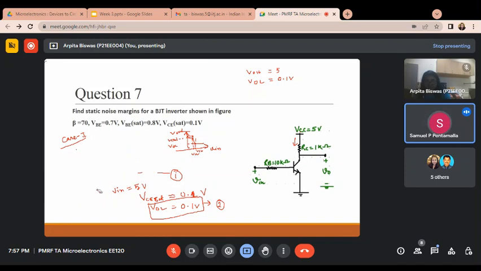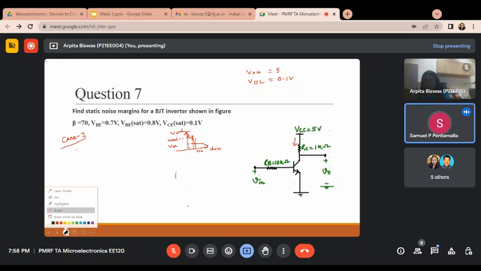So next we are going to calculate the V input low and then V input high. Now tell me, when the V input is low, how to calculate it? We have to take this loop.